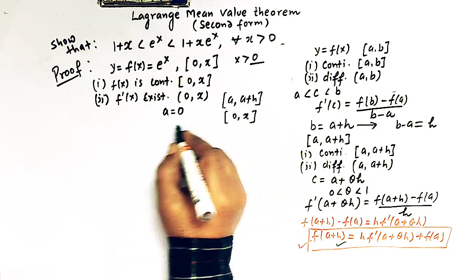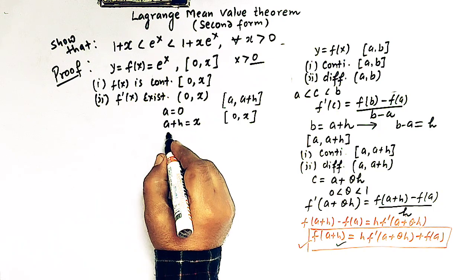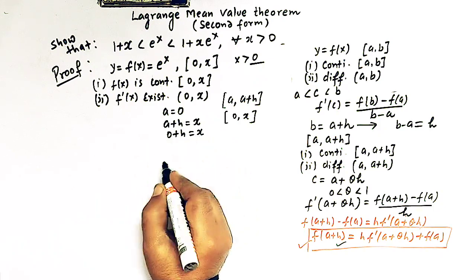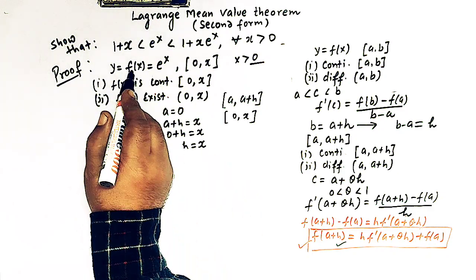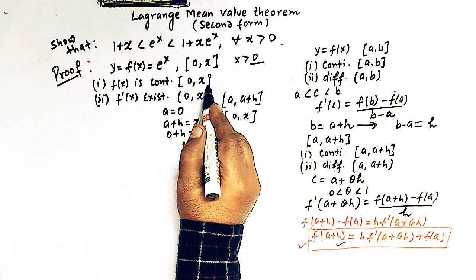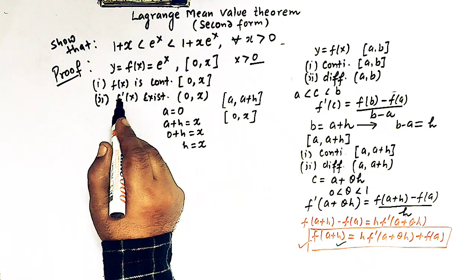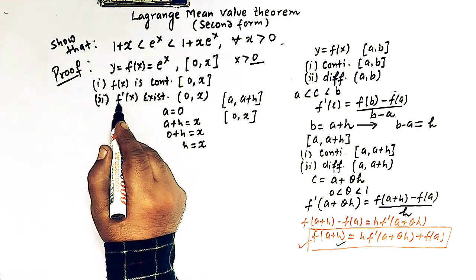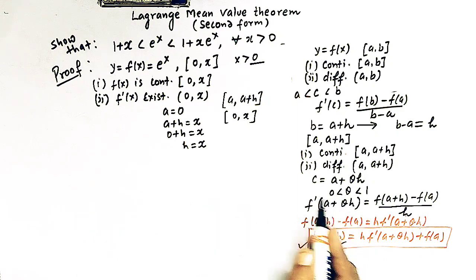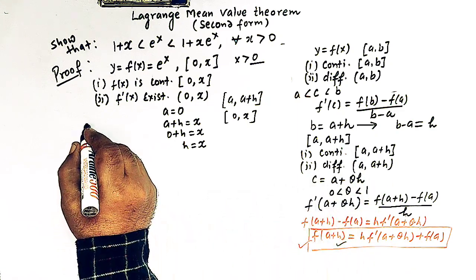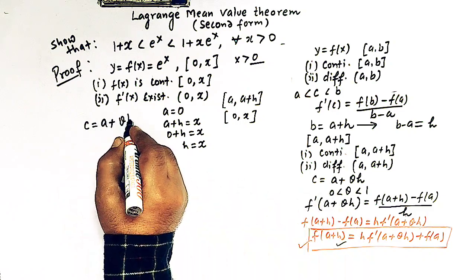And here a plus h is equal to x, and when a is 0, we have 0 plus h is equal to x, so we have h is equal to x. Right. So now this function is continuous in this interval, that is the closed interval 0 comma x, and the derivative of f of x exists in the open interval 0 comma x. So there must exist at least one c, that is c is equal to a plus theta h.